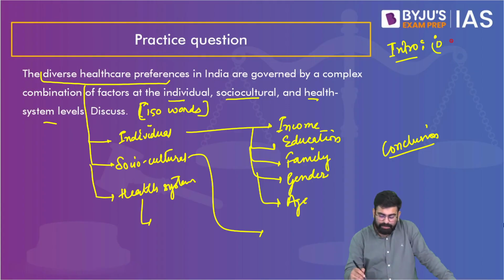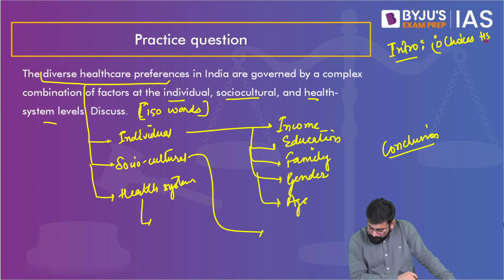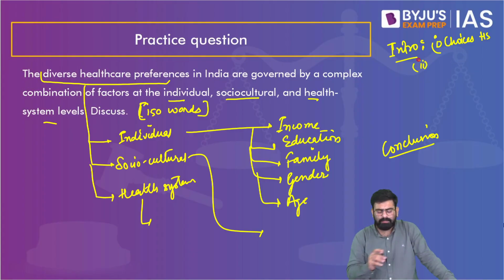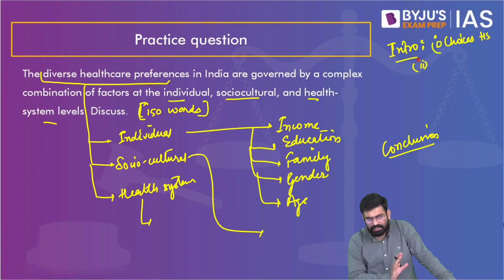So one form can be, think of the choices that are available, basically the choices of healthcare system that are available. So yes, diverse healthcare, yeah, that's what I'm talking about. So think of your traditional medicine system, think of your Western medicine system, think of what is available.